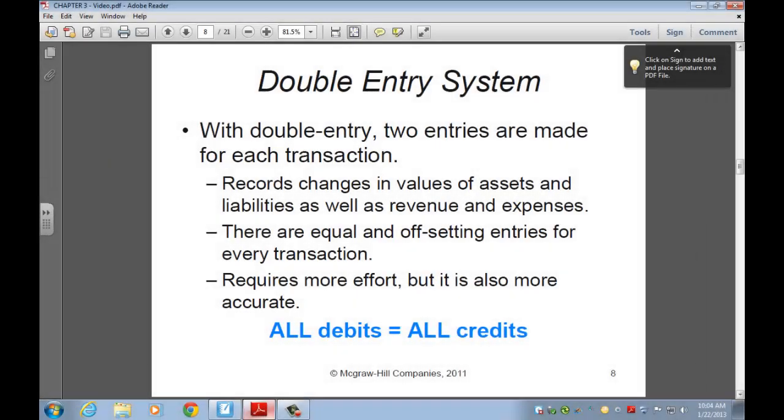The double entry system. With the double entry system, 2 entries are made for each transaction. It records changes in values of assets and liabilities as well as revenues and expenses. There are equal and offsetting entries for every transaction. It requires more effort, but it's also more accurate. So in essence, we know that all our debits must equal all our credits.